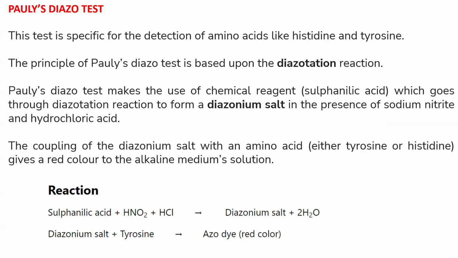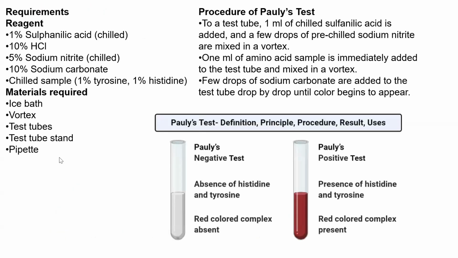And the appearance of the red color in the amino acid using the Foley's diazo reagent means that you have histidine and tyrosine. So red color indicates the presence of histidine and tyrosine in the Foley's diazo test. So these are the requirements.